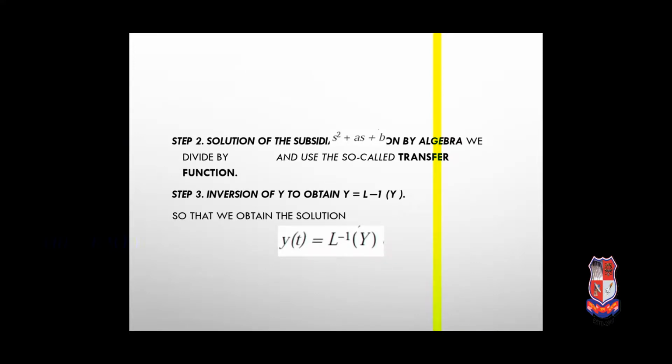Step 2. Solution of the subsidiary equation. By algebra we divide by s square plus as plus b and use the so-called transfer function. Third step. Inverse of Y to obtain y is equal to L minus 1 of Y, so that we obtain the solution y of t is equal to Laplace inverse of Y. We have to follow these three steps.